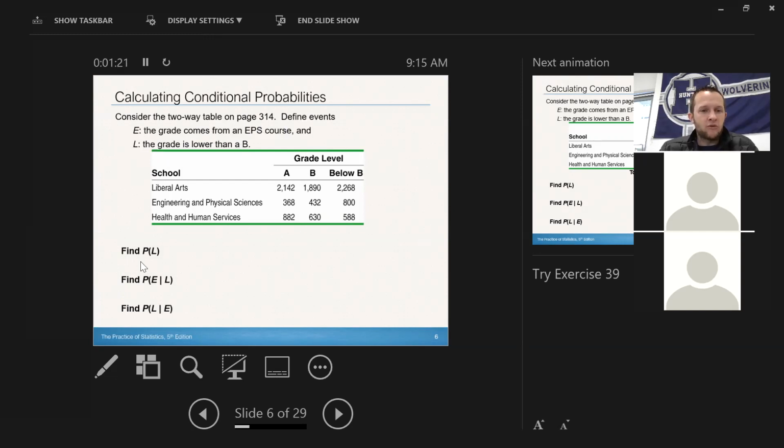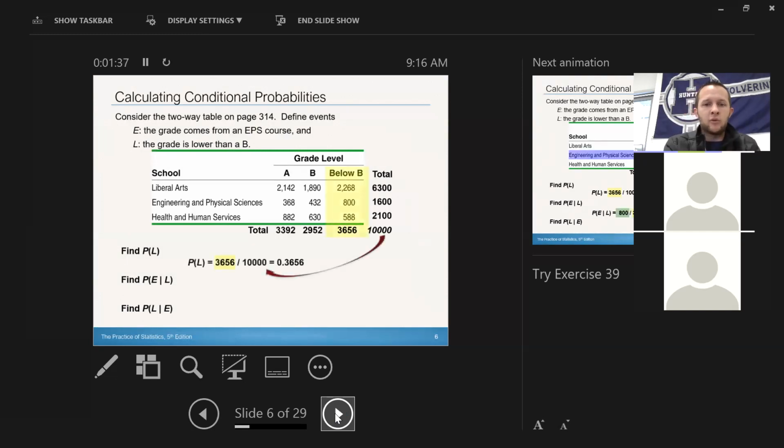So if we want to find the probability of L, that's just the probability that the grade is lower than B. Kind of like what we did with the Titanic, that really isn't related to any of the schools. So we just look at the totals. How many grades were lower than a B? That was 3,656 out of our grand total of 10,000 grades given. So approximately 36% of the grades given for that semester were lower than a B. All right. So there was no condition given there. It was just asking how many grades were lower than a B.